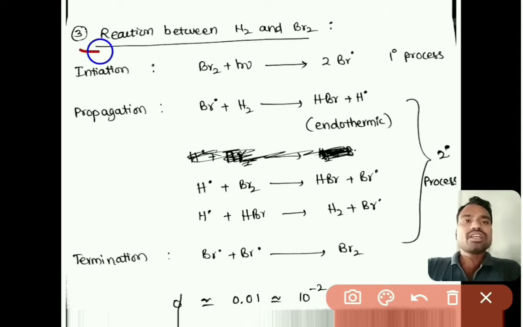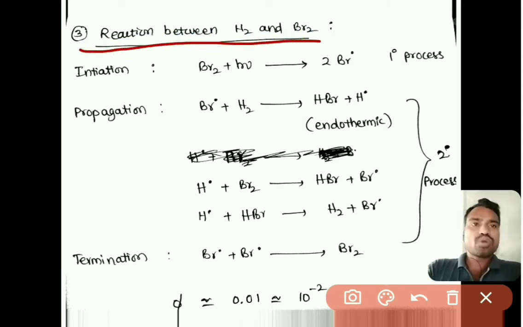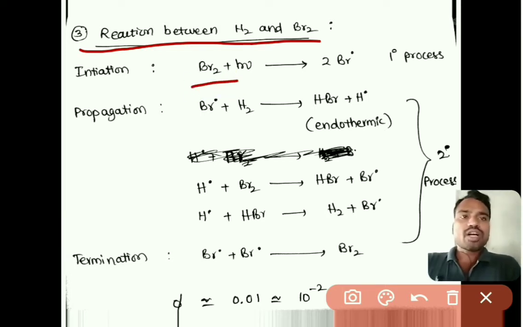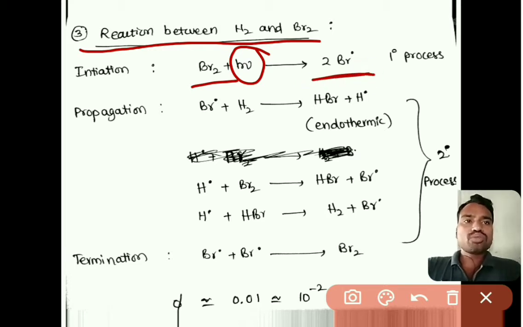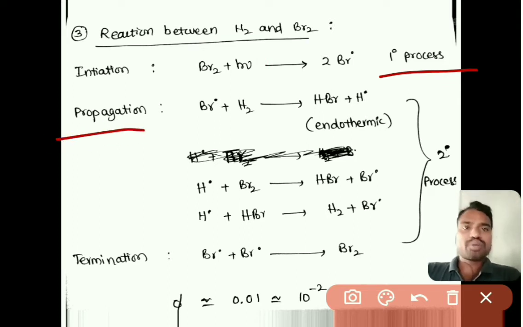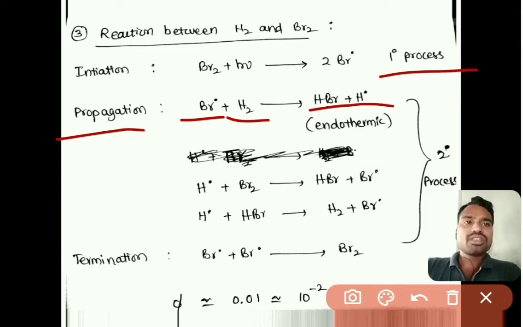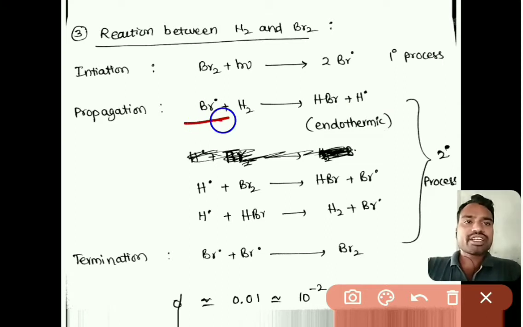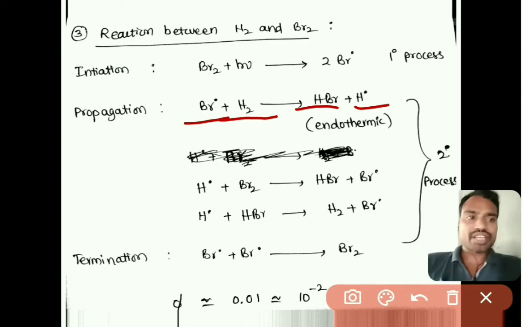So observe here the reaction between hydrogen and bromine, so H2 and Br2. Here also the same thing. Br2 will absorb 1 photon of energy, so that 2 bromine radicals are formed. This is the primary process, right? In the propagation step, Br dot will react with hydrogen and it forms HBr plus H dot, right. So Br dot is reacting with H2 and it forms HBr and H dot. This is an endothermic reaction.